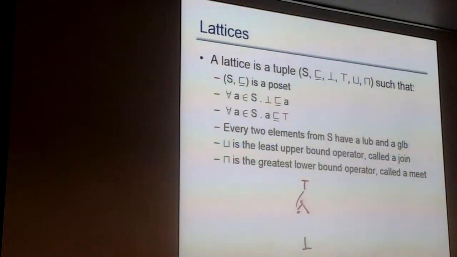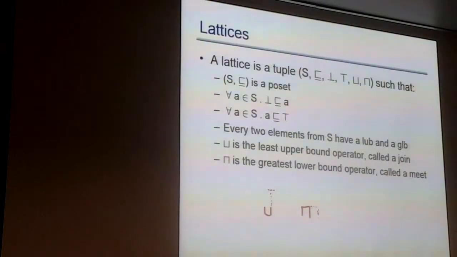This is the least upper bound, and it's called the join. I don't know how you get it to remember this, but I'm going to try to tell you how I remember it. This is called the join because it's like a J. And this is called a meet because it's kind of like an M. That's one way to remember it.